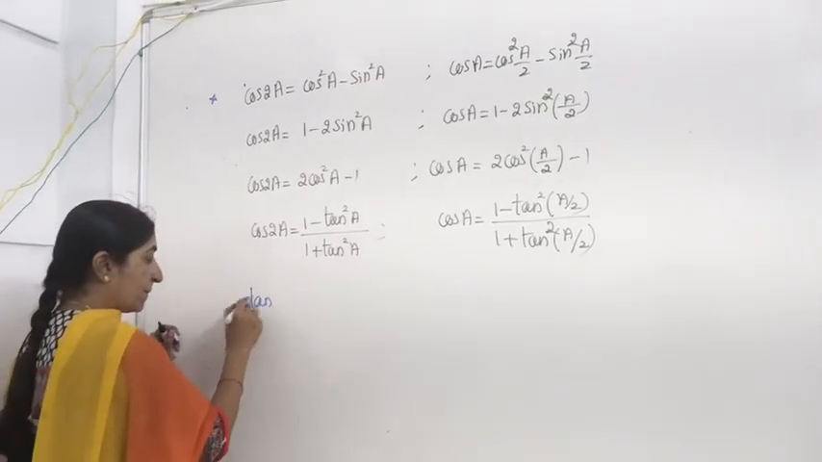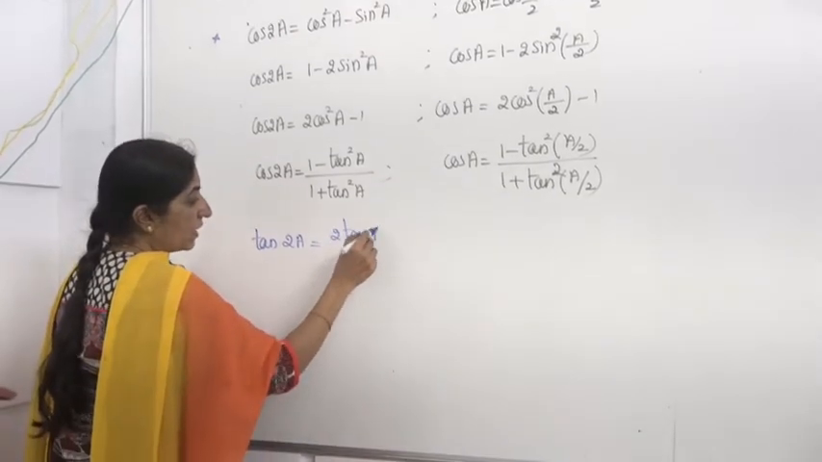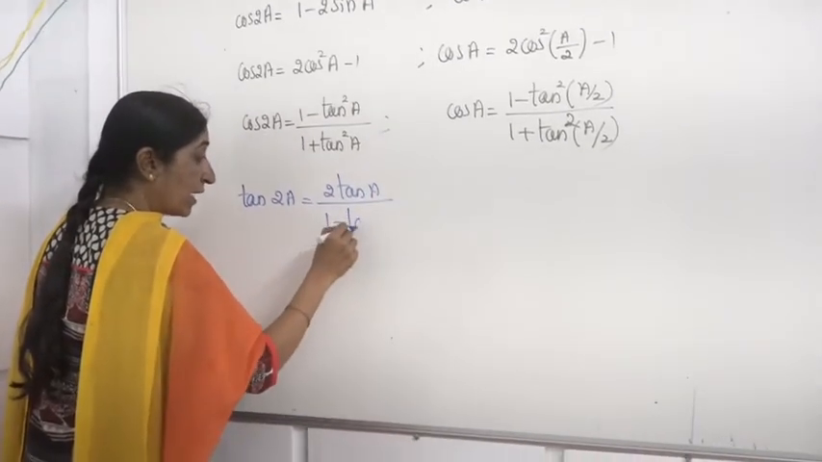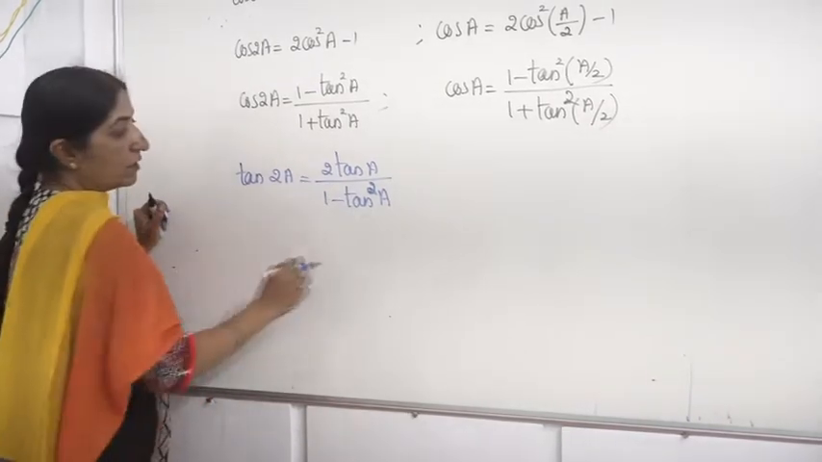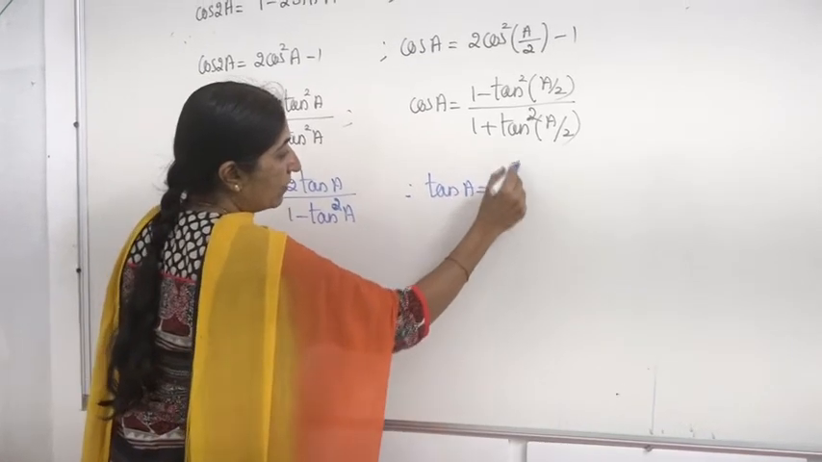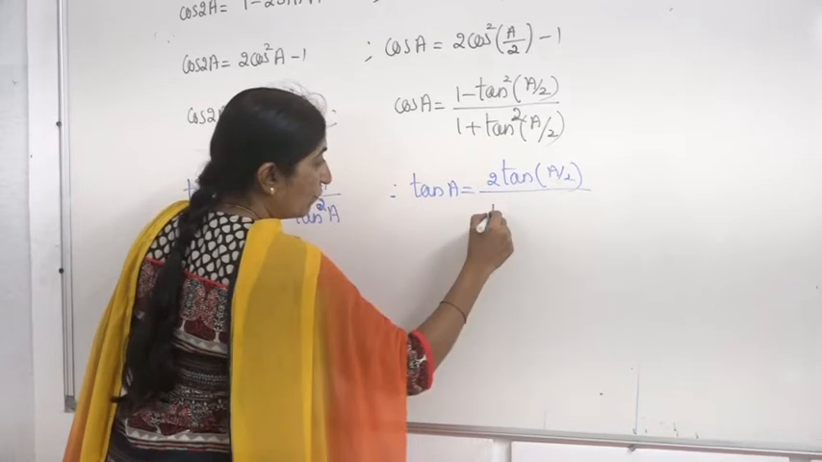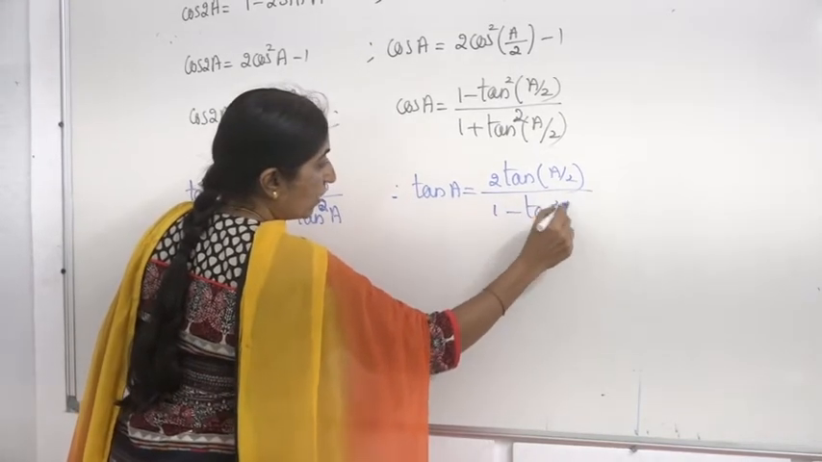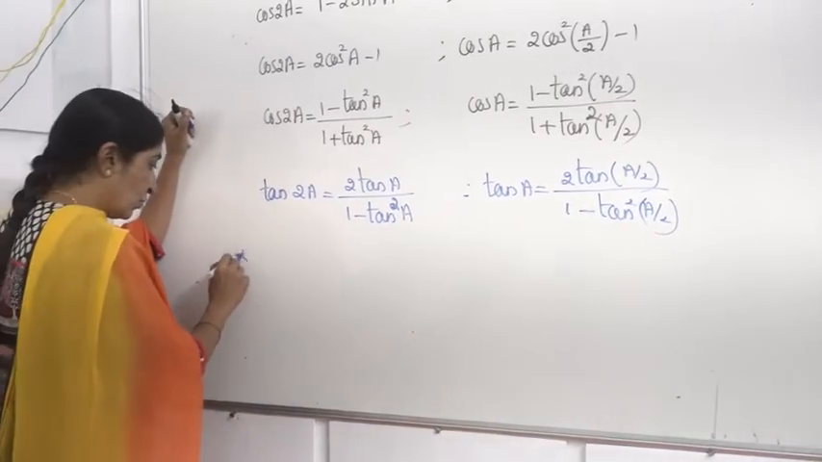Next, tan 2a is 2 tan a upon 1 minus tan square a. Note down. In sin we wrote 1 plus. And what is tan a? Tan a will be 2 tan a by 2 upon 1 minus tan square a by 2. After that, again I am giving you 2 more important formulas.